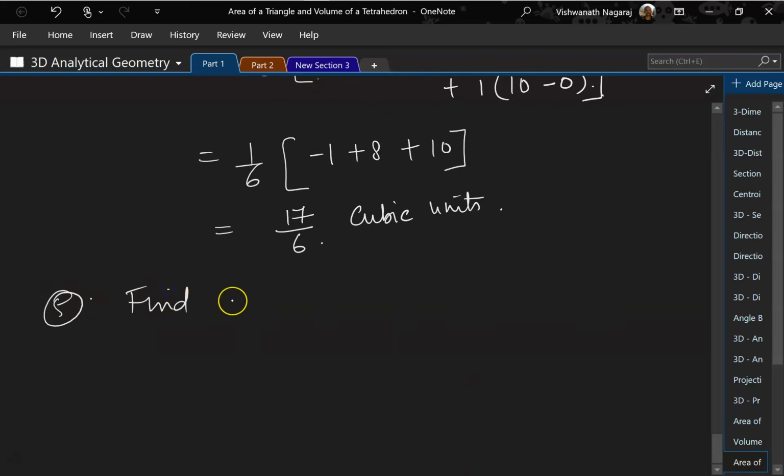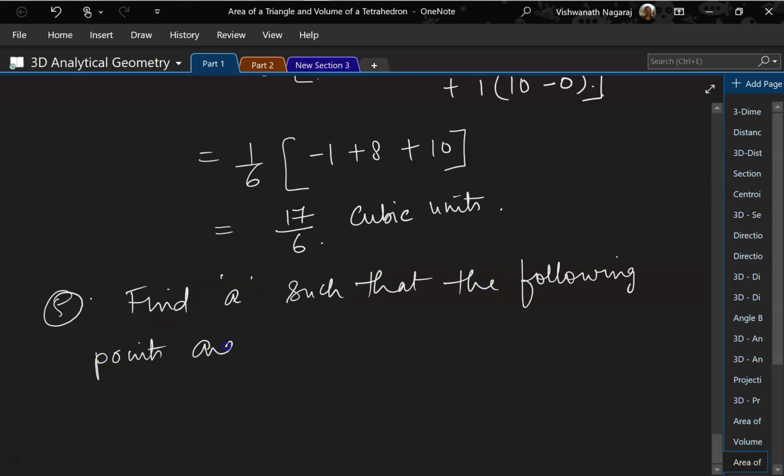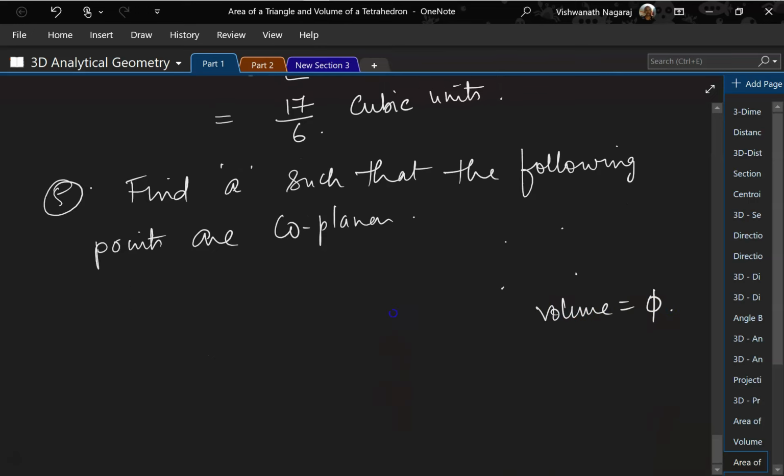Okay, now finally let's do the last question. Find a such that the following points are coplanar. So let's say you have 4 points. If they are on the same plane, that means what? They will have volume 0, right? Now to find the value of a such that the points are coplanar, we assume that they are coplanar, in which case the volume is equal to 0, and then we evaluate a.